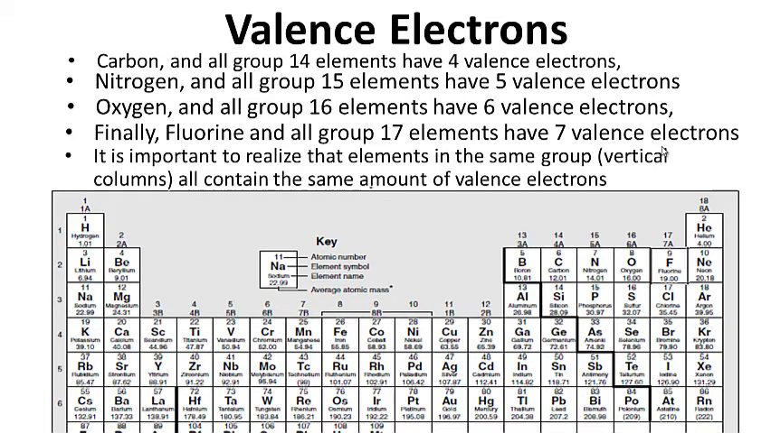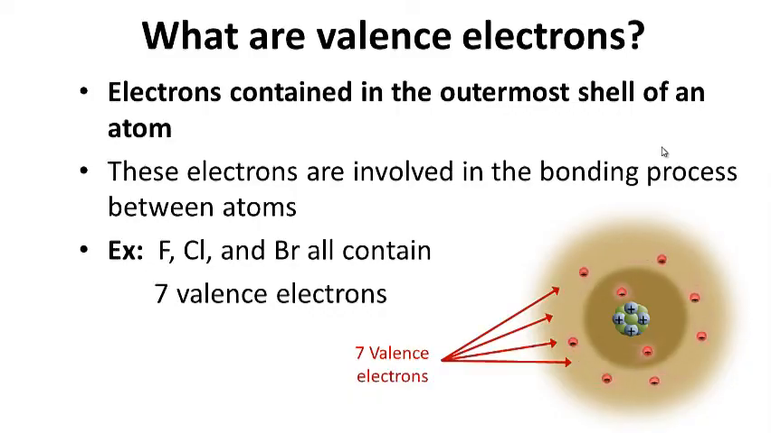It is important to realize that elements in the same group, in the vertical columns, all contain the same amount of valence electrons in their outer shells. Okay, so for your notes, what are valence electrons? Question on the left-hand side, answer on the right-hand side. Go ahead and pause this while you write. Okay, I'm going to move on.